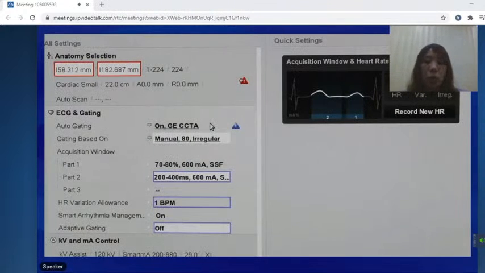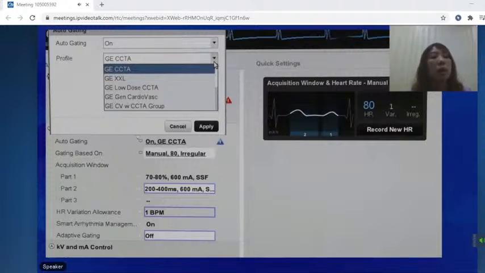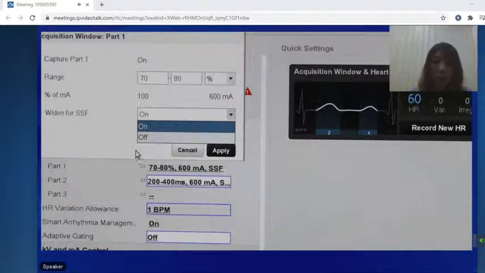And if you don't want the auto-selected gating profile, or if you find the selected auto-gating profile is not suitable for your patient, you can design your own setting. You can just click here and then turn it off, or select another profile. Just set it manually. And then you can also choose which percentage to do the scan and the MA.